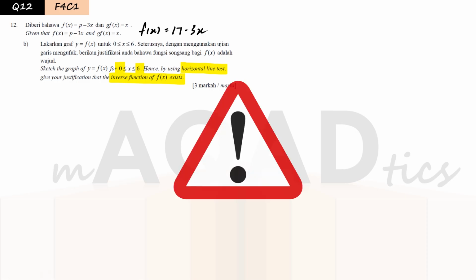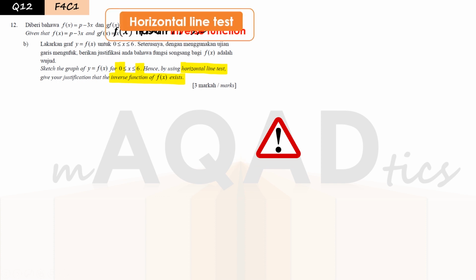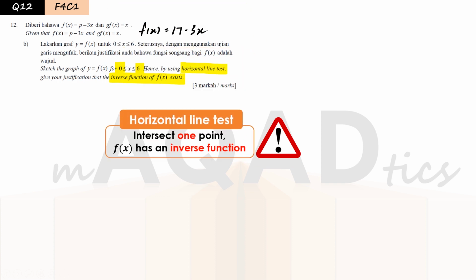Let's recall what the horizontal line test is. This test identifies whether the function has an inverse function if the line intersects at one point only in the f of x graph.